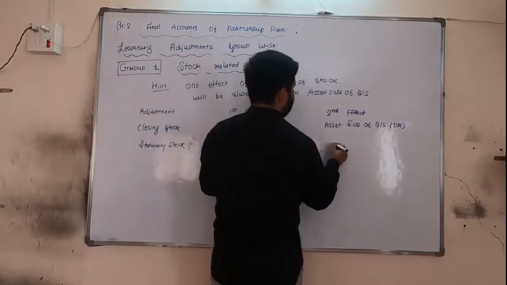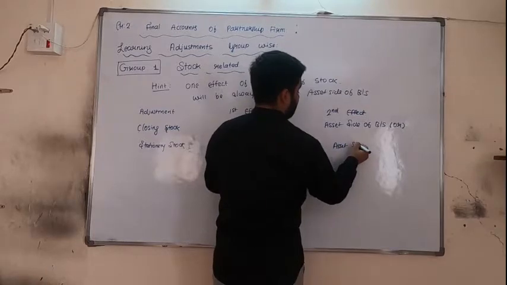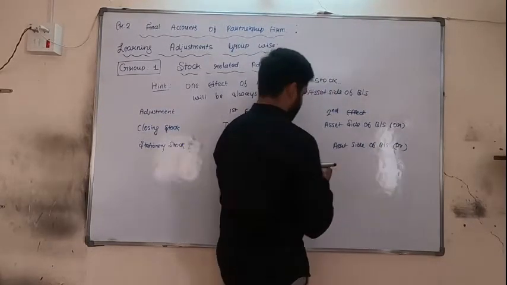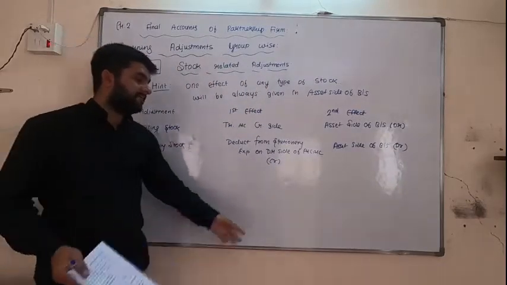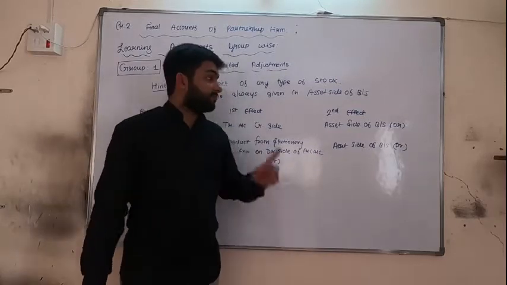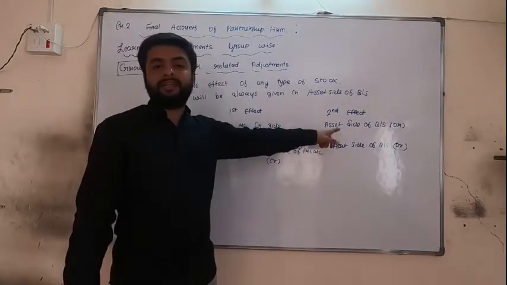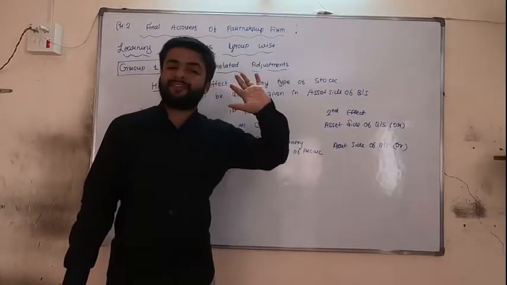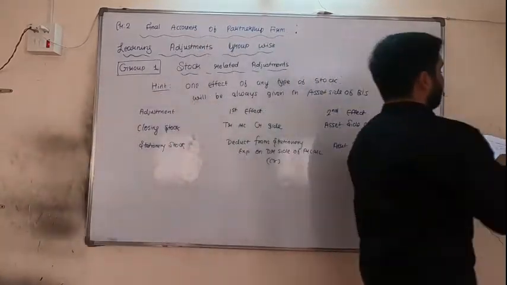The second effect will be on the asset side of the balance sheet. Again it is a debit effect. But the difference is that here we are subtracting from the debit side, so it is a credit effect, and this is a debit effect. So the hint is good. The hint is useful here. Why useful? Because one effect will be on the asset side of the balance sheet itself. So that's all for group 1.